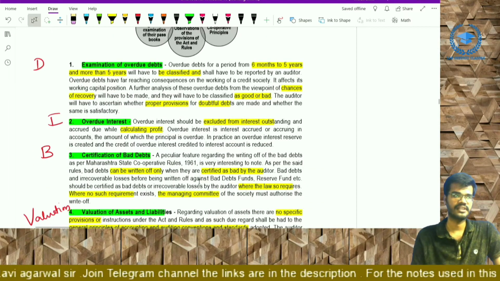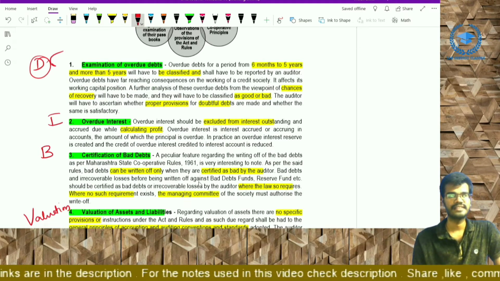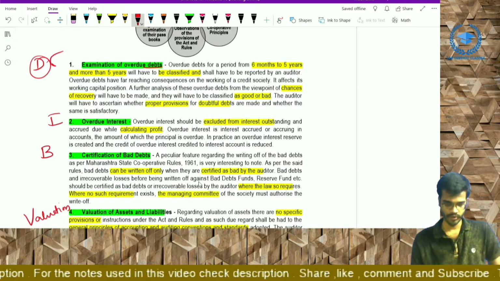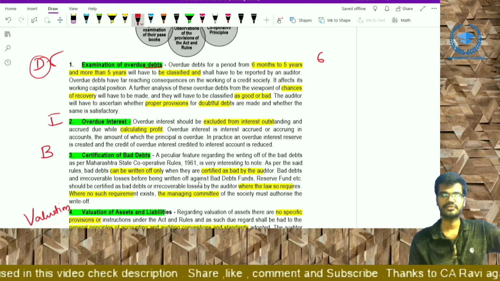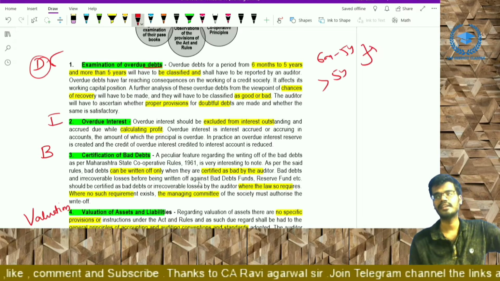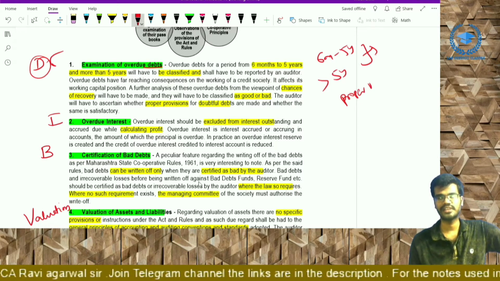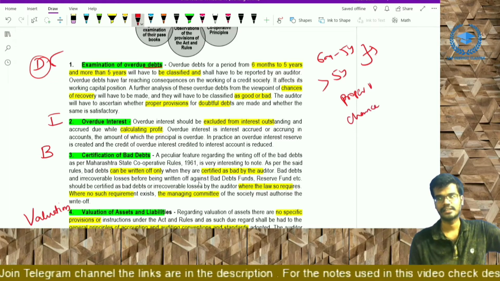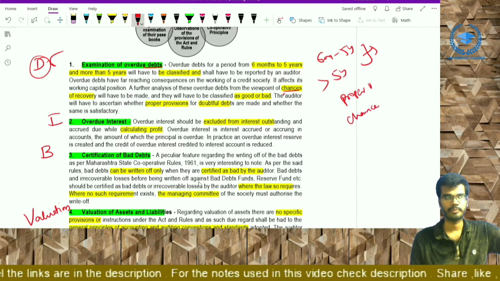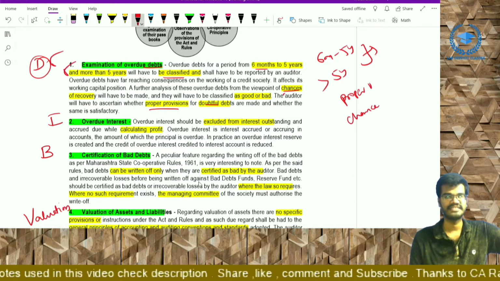And coming to our first one, that is D, the D point, that is examination of overdue debts. The overdue debts falling from the period of 6 months to 5 years and more than 5 years shall be classified, and whether proper provisioning is done or not, we have to check, and any chances of recovery, right, chances of recovery to be checked. This is the examination of overdue debts.